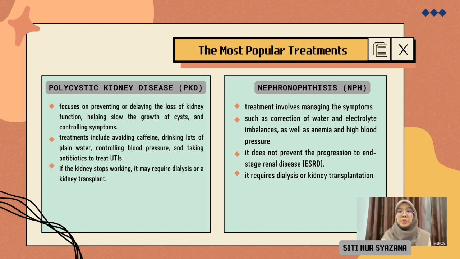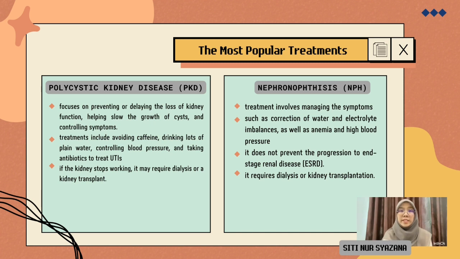In genetic, first is polycystic kidney disease, PKD. In PKD, treatment focuses on preventing or delaying the loss of kidney function, helping slow the growth of cysts, controlling symptoms such as high blood pressure and urinary tract infection, and preventing complications. So the treatment for controlling symptoms includes avoiding caffeine, drinking lots of plain water, controlling blood pressure, and taking antibiotics to treat UTI. However, if the kidney stops working, it may require dialysis or a kidney transplant.